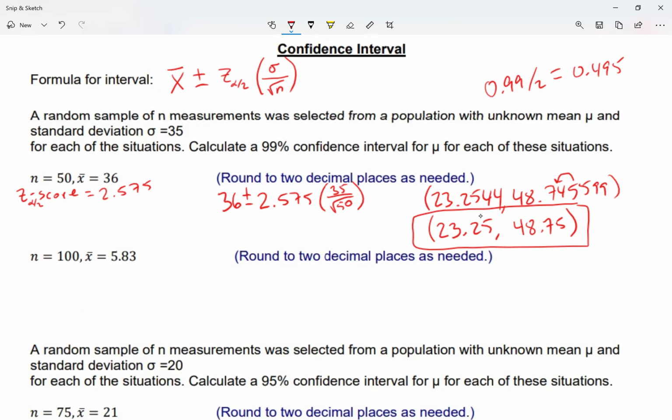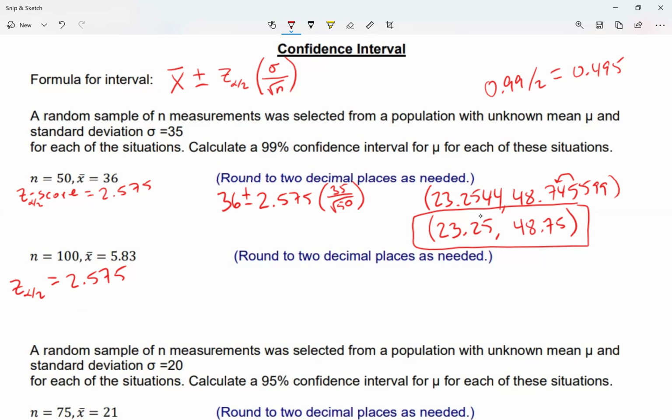My n is equal to 100. My average is 5.83. Because I'm still doing 99%, I'm going to say my C-score is going to be 2.575, right? That's my C-score of 99%. Okay, so how am I going to do this? Let's see. Remember your formula from the beginning: X bar plus or minus the C-score times sigma divided by the square root of n.